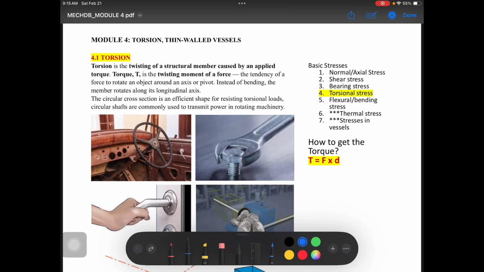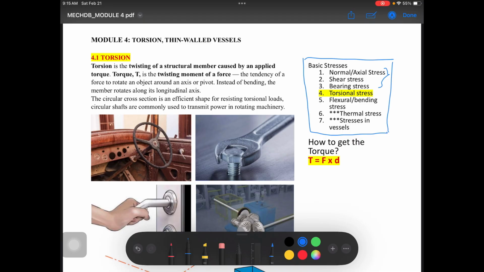Hi class, so module 4 is about torsion and thin-walled vessels. Let's talk about torsion first. Let's recall our basic stresses: first is normal or axial stress, shear stress, and then bearing stress. We already discussed these three, the simple stresses, in the previous modules.